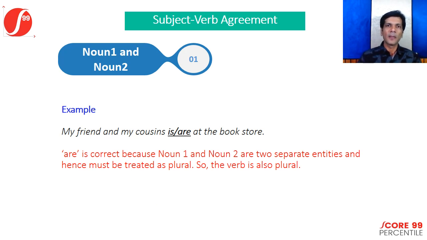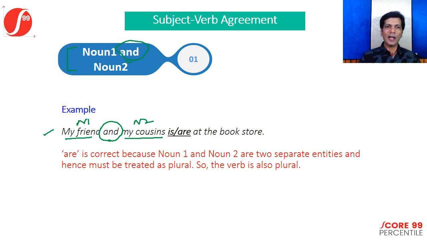Point number 1. When you have, let's say, two nouns, noun 1, noun 2, combined with the conjunction and, what should the sentence look like? Say for example, we look at a simple sentence that says, my friend and my cousins, what is the right verb? Is it is or is it are at the bookstore? Now, my friend and my cousins. So this is noun 1, this is noun 2. These two are combined with the conjunction and in the sentence.